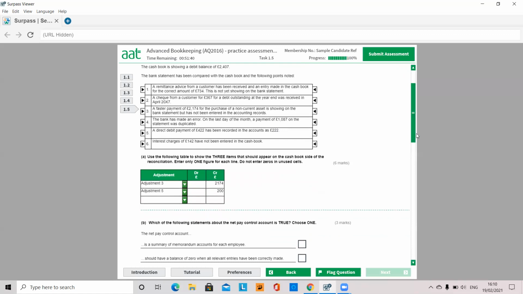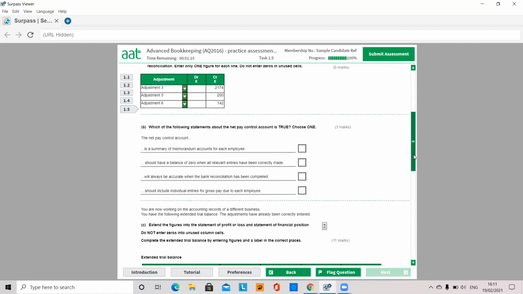And the final one says interest charges of 142 has not yet been entered in the cash book. So we've got interest charges, so charges we're going to have to pay. So again, that will be an adjustment. So we go to adjustment 6, and again, we need to pay that 142 and show that in the cash book. Okay.